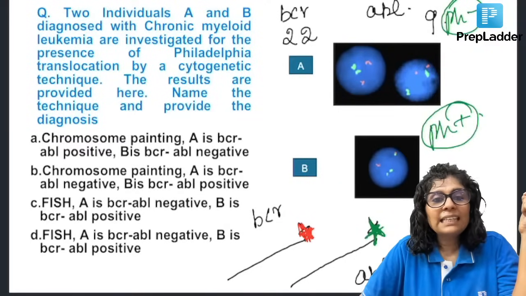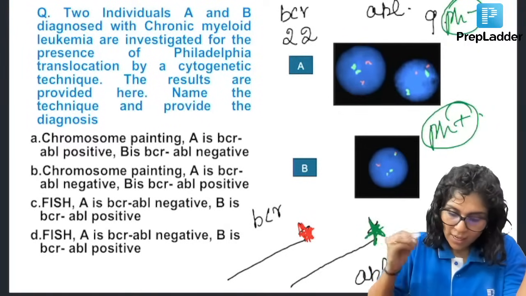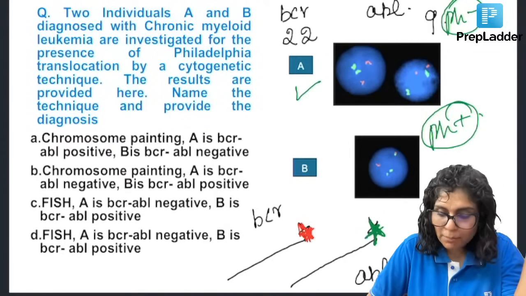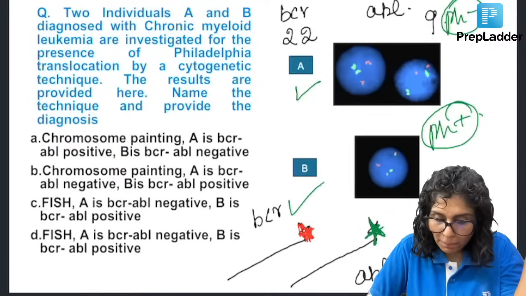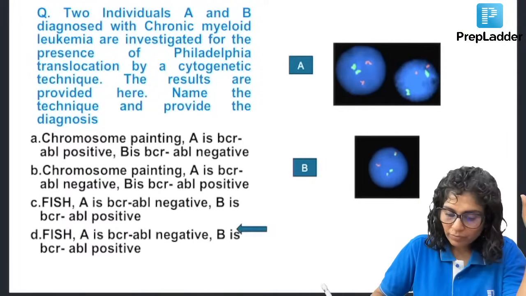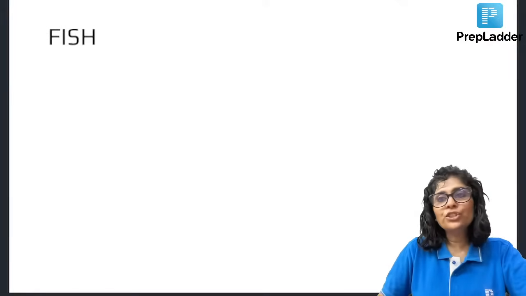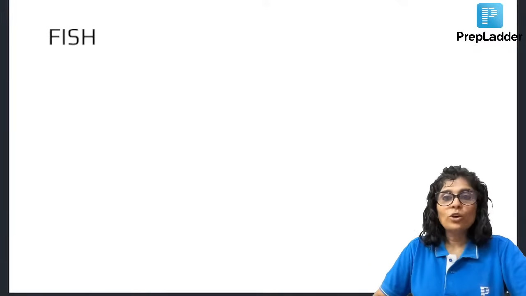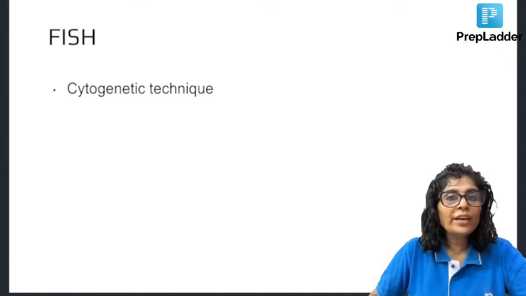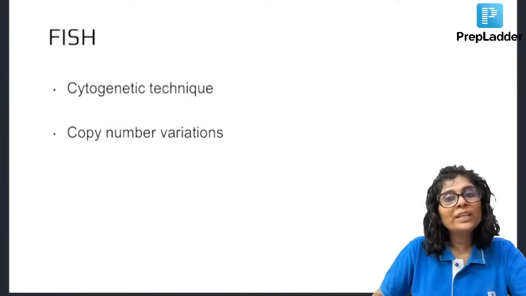Right? So what is the technique? The technique is FISH. Yes, C and D are the same choices. I'm sorry. So it is a FISH technique and person A is BCR-ABL negative. Person B is BCR-ABL positive. Yes, targeted treatment. Okay. So let me tell you a bit about FISH before we end the session today. What is FISH? FISH is a cytogenetic technique which is used to find out chromosomal aberrations. It can be used to detect copy number variations.